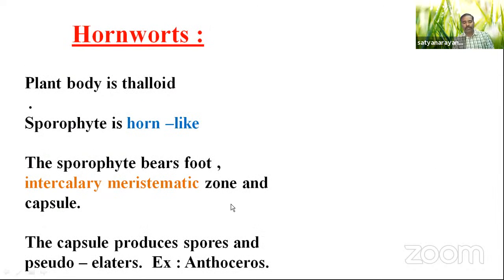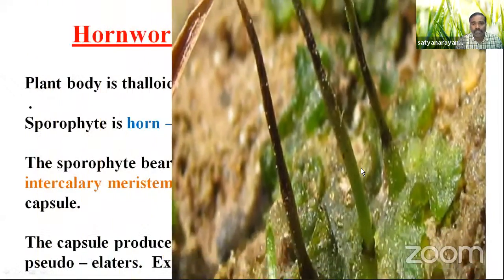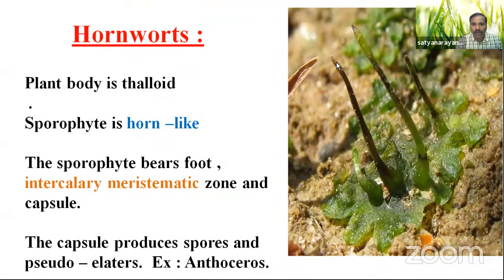Now this is about one of the classes called liverwort. Another class of the bryophyte is hornwort. Why do we call it hornwort? Here the sporophyte is horn-shaped. Now this is the horn-shaped structure. This is a gametophyte and this is a sporophyte. The sporophyte is horn-shaped, so this class is known as hornwort.